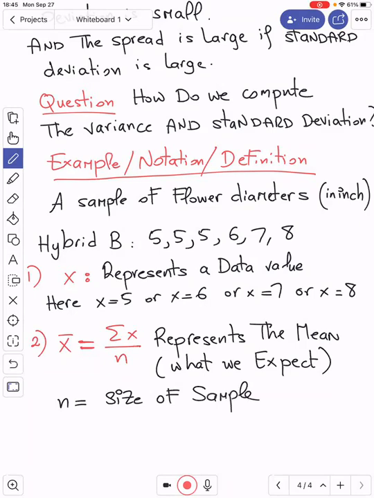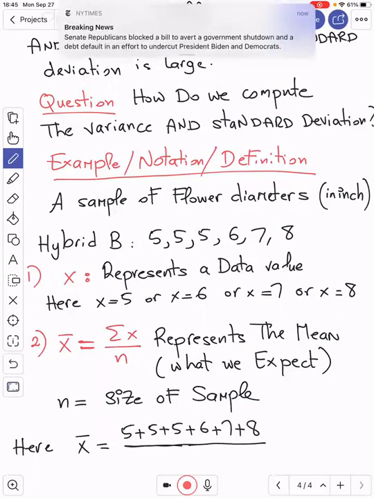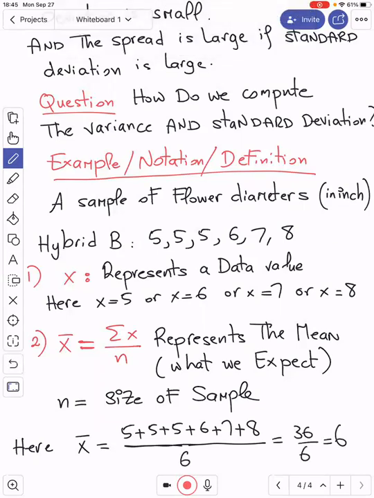In our example, we computed the mean, right? That would be 5 plus 5 plus 5 plus 6 plus 7 plus 8, and the whole thing divided by the size of the sample. We have 6 flowers, so we divide by 6. So this is just 36 over 6, and the mean is equal to 6 inches.